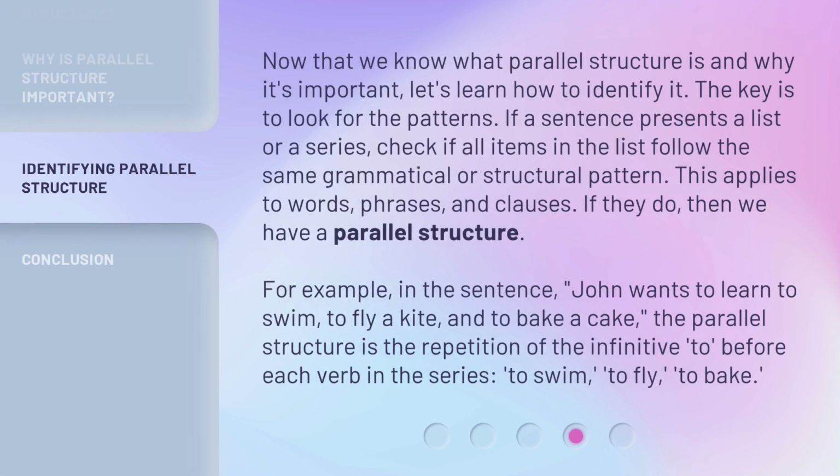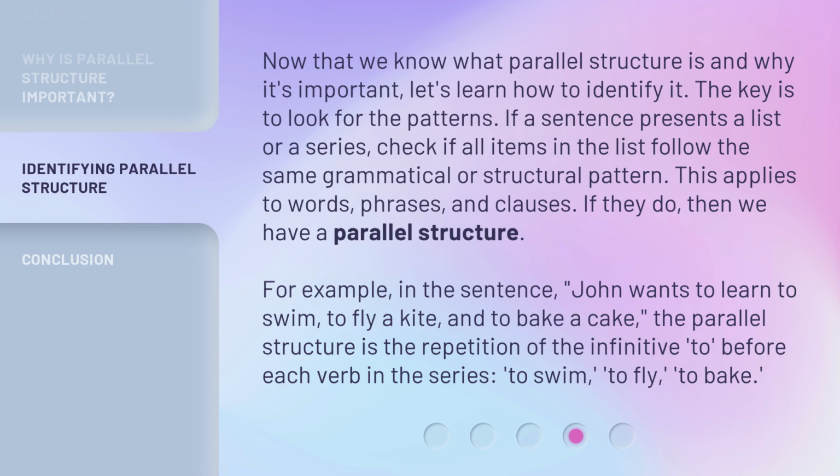Now that we know what parallel structure is and why it's important, let's learn how to identify it. The key is to look for the patterns. If a sentence presents a list or a series, check if all items in the list follow the same grammatical or structural pattern. This applies to words, phrases, and clauses. If they do, then we have a parallel structure.